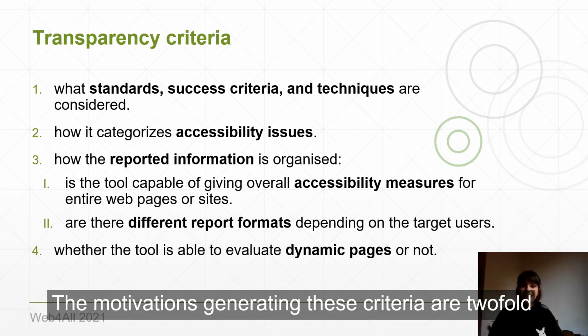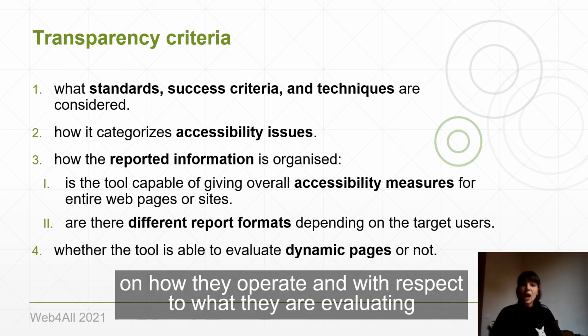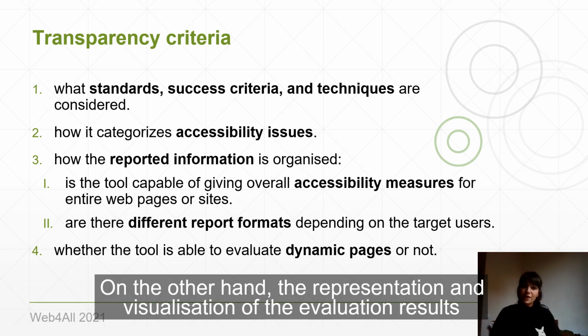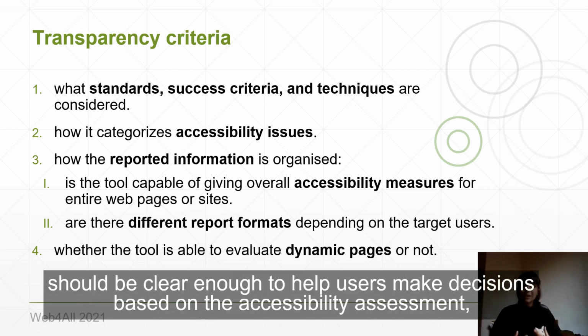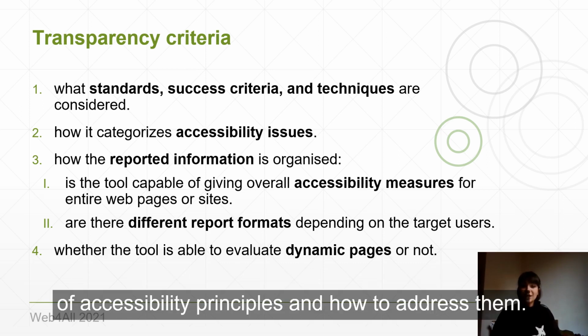The motivations generating these criteria are twofold. On the one hand, tools should provide transparent, detailed information on how they operate and with respect to what they are evaluating. On the other hand, the representation and visualization of the evaluation results should be clear enough to help users make decisions based on the accessibility assessment, also considering that often users of such tools have limited knowledge of accessibility principles and how to address them.